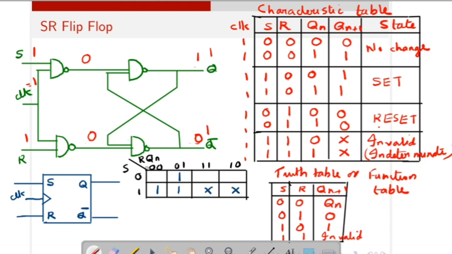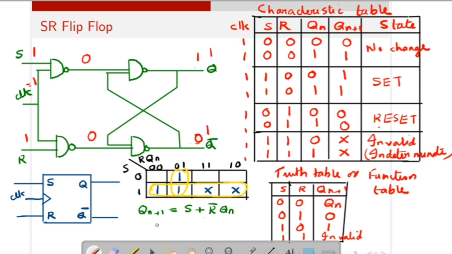Next we can group the ones. So here we can form a quad, then one pair. Okay, so the equation is Qn plus 1 is equal to, for the quad R and Qn are cancelled, only S. Then for the pair S is cancelled, then R bar Qn. That means we get the characteristic equation. This is the characteristic equation. It is Qn plus 1 is equal to S plus R bar Qn.